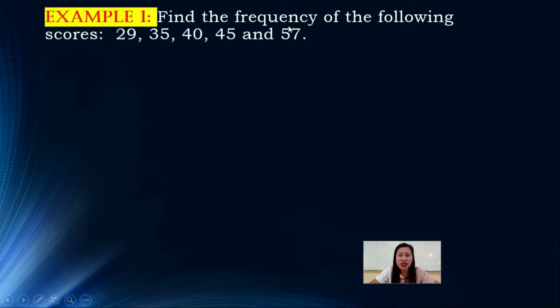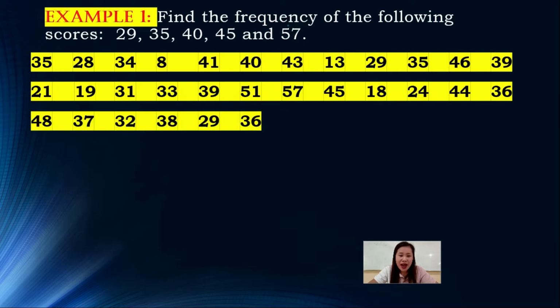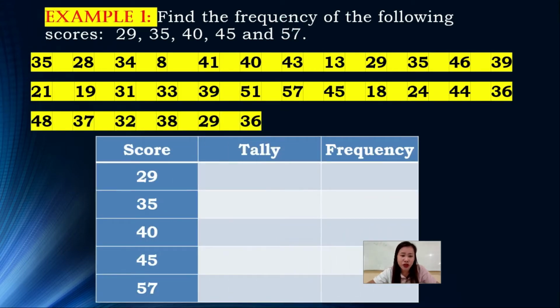Find the frequency of the following scores. We have here 29, 35, 40, 45, 57. We will find how many times each of them repeated in our given set of data. So, this is our given set of data. We have here 30 values. Let's put our table. In the first column, we have the score or the values. The second column is the tally, but it is optional. It's okay if you don't include it. And the third column is the frequency.